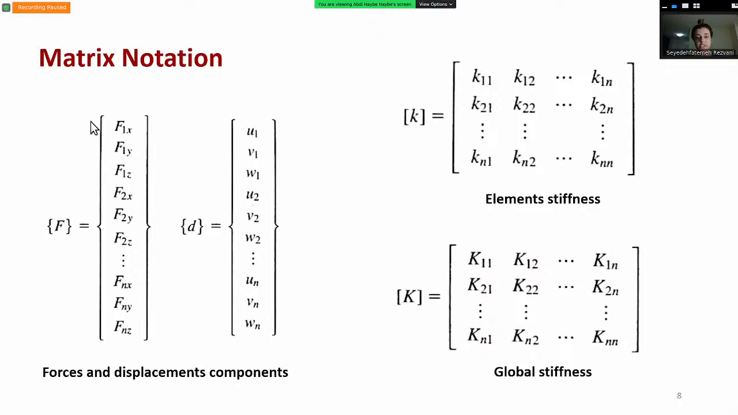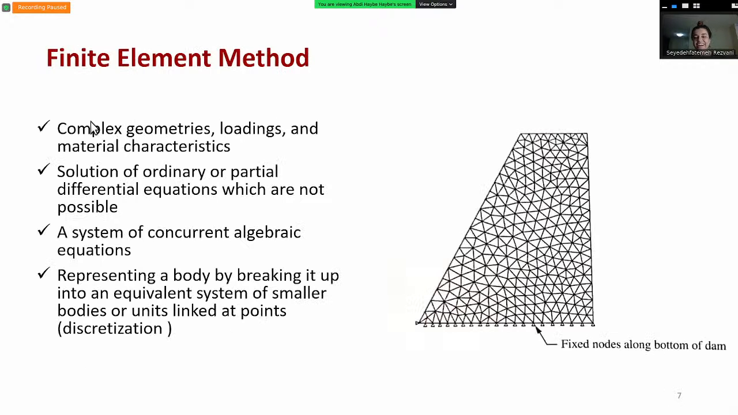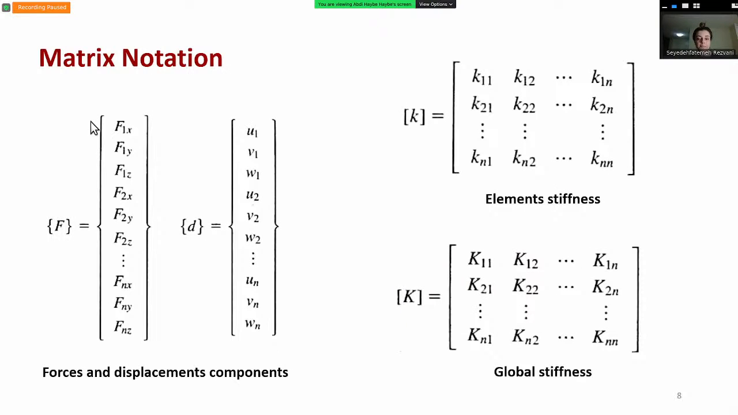In fact, in the finite element method, we developed equations for each finite element and then combined them together to get the answer for the full body, instead of resolving the problem for the whole body in just one step.